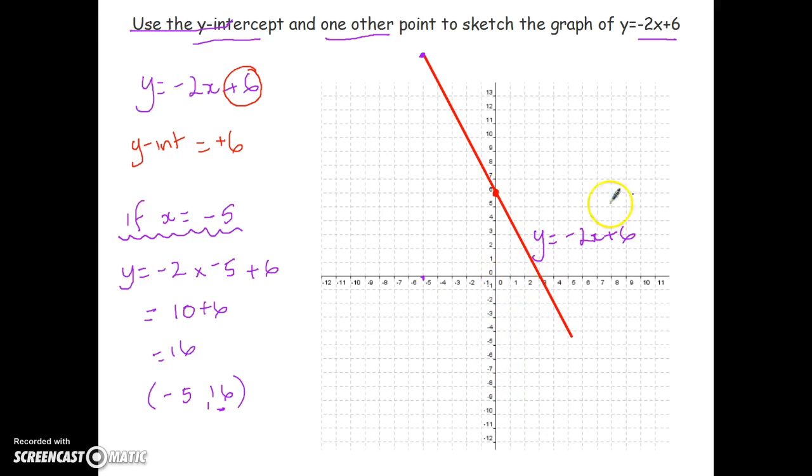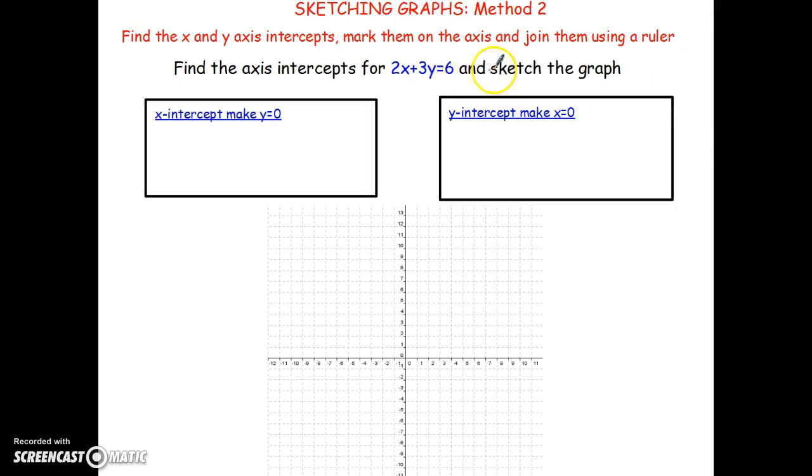All right, let's have a look at another method of sketching, and that is where we get our axis intercepts, our x-intercept. So where does the graph cut the x-axis? Where does the graph cut the y-axis? Once we know those two points, it's just a matter of getting our ruler and joining them up. Now to make some sense of this method, we need to realise that any point anywhere on our x-axis, if you were to write the coordinate, let's say, of this point here, I know that's at 11 on the x, 0 on the y.